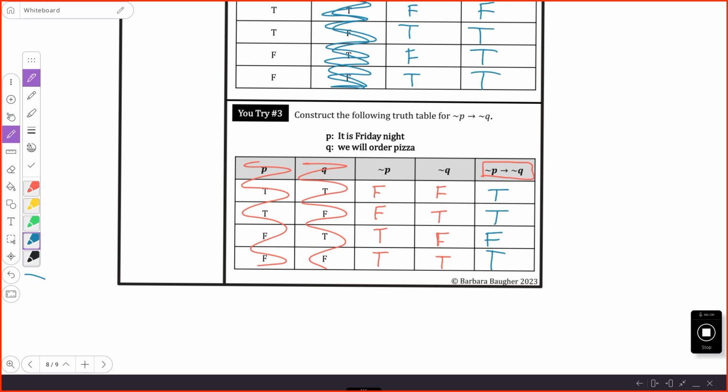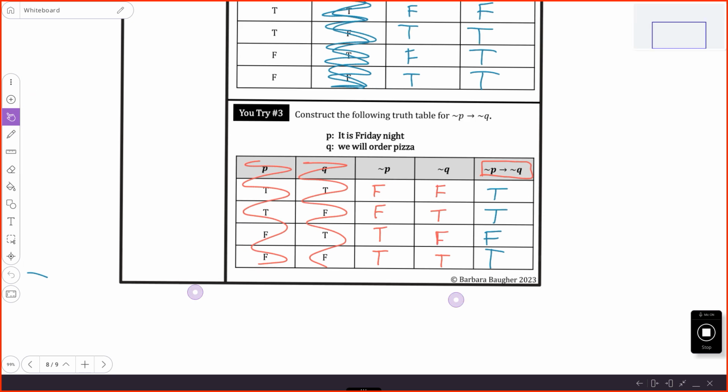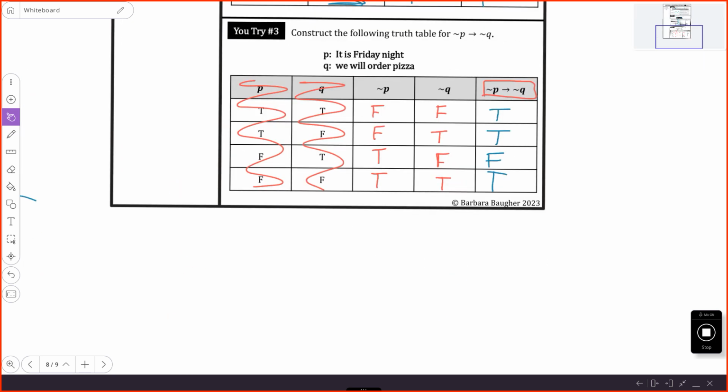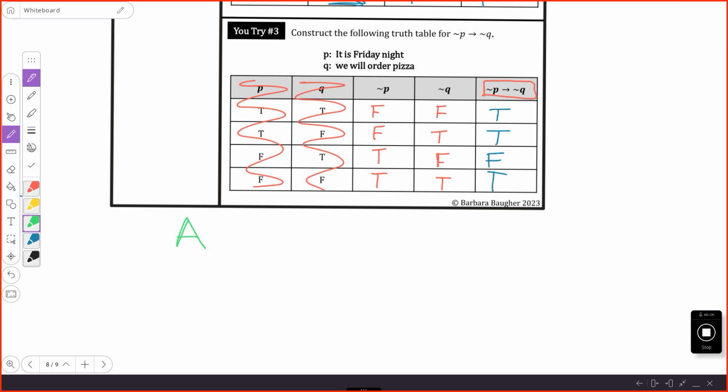Okay, so now, before we go to the next thing, let's talk about the three connectives that we know and the rule for them. Not A, it just looks like an A. That one is and. And what did we learn about and? It points up. True, true, true. That's what we learned. And everything else on the table is false.